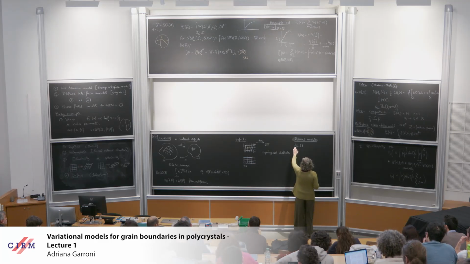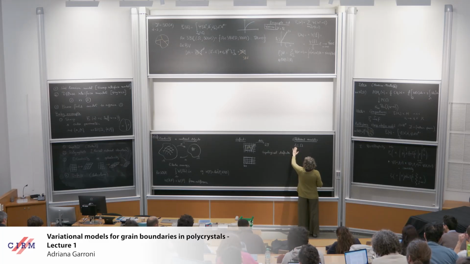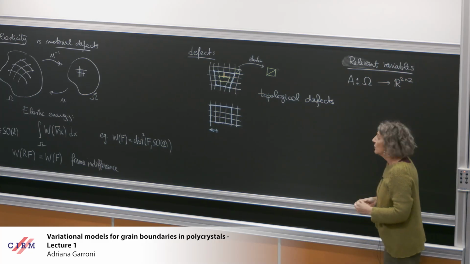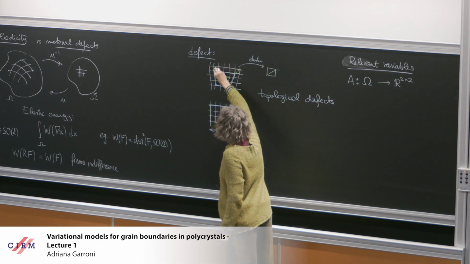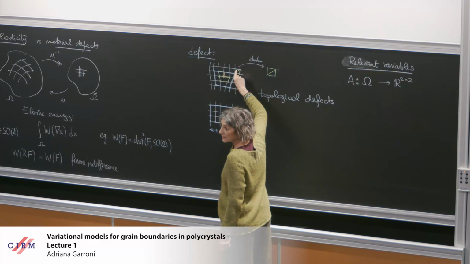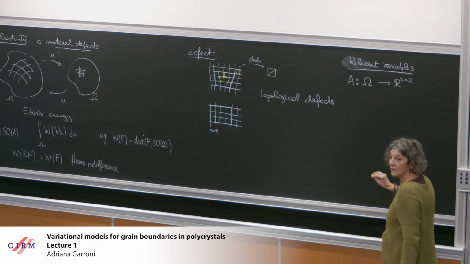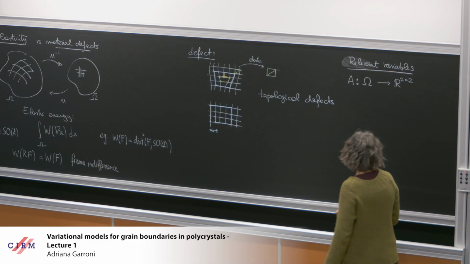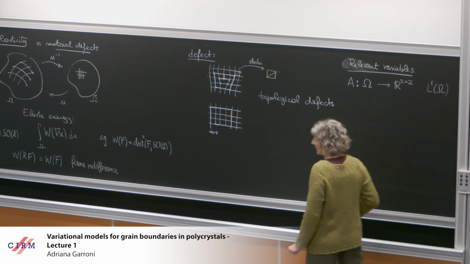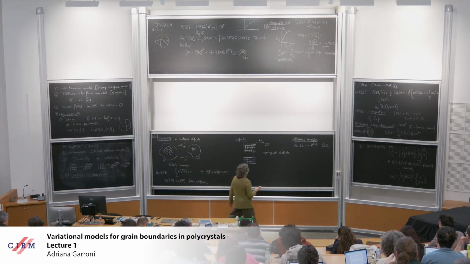So I have my domain omega, which is my possibly defected domain, and I have a map which goes from omega to 2 by 2 matrices. It is a continuum variable, but ideally it represents the matrix that you need at the local level to deform a given triangle of the lattice to a reference triangle. For the moment we simply assume that this is an L1 function, and so this is the local distortion.